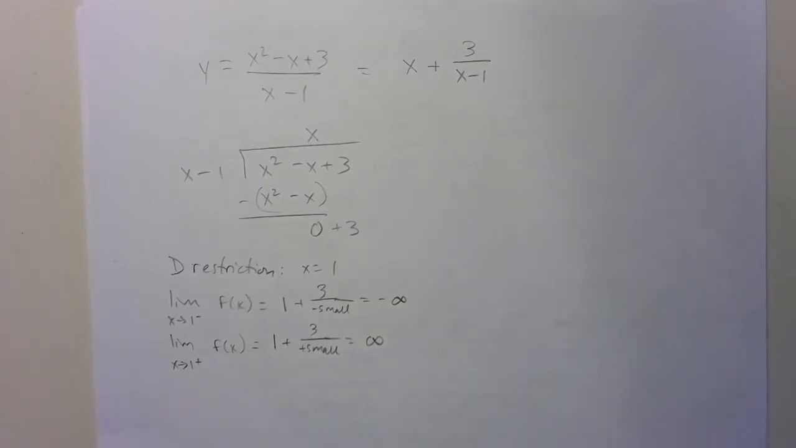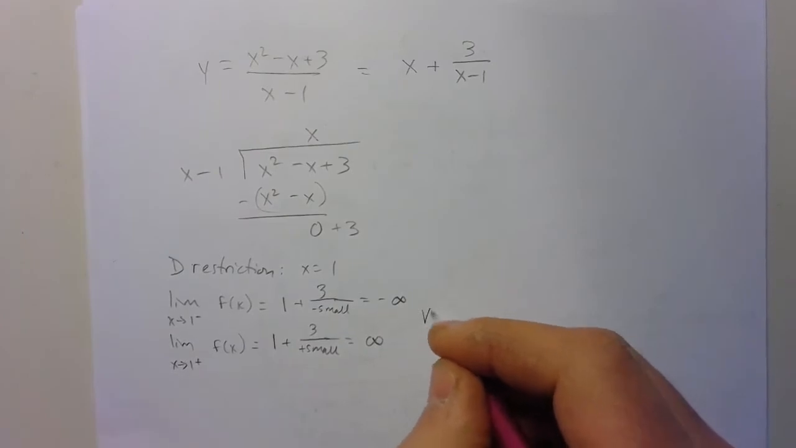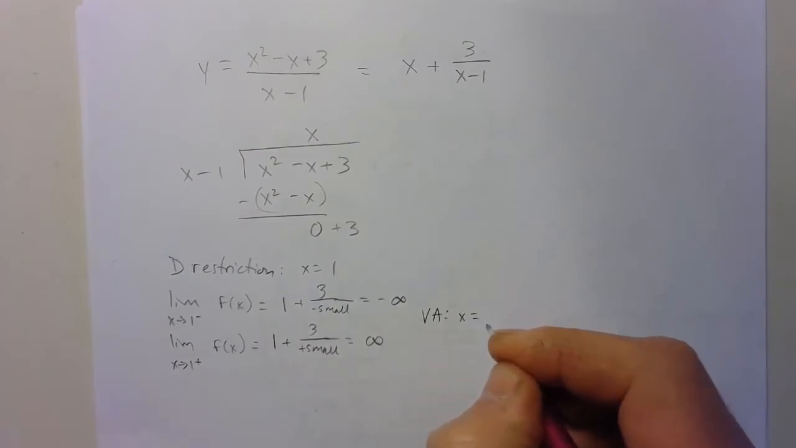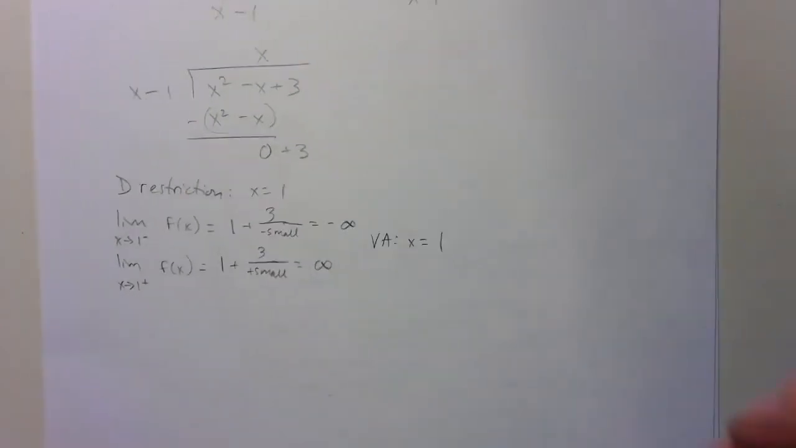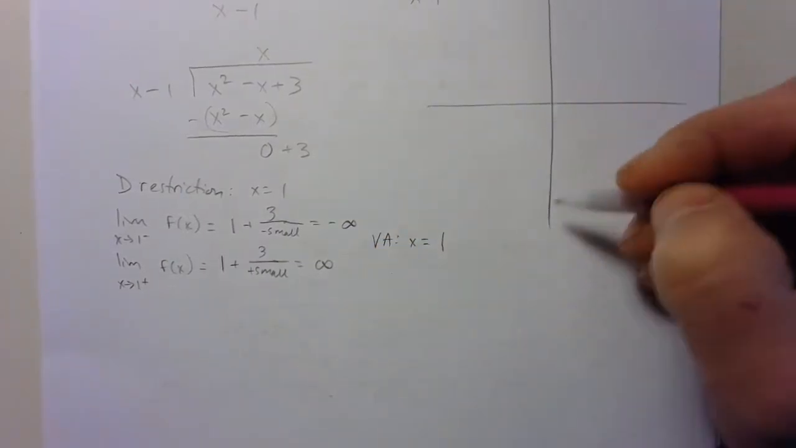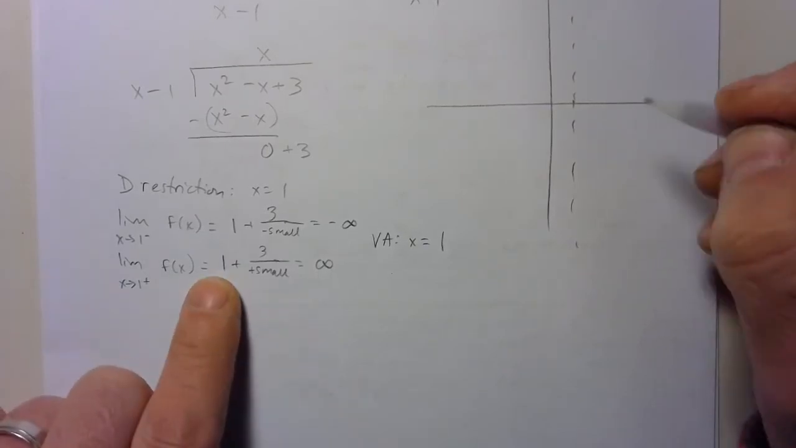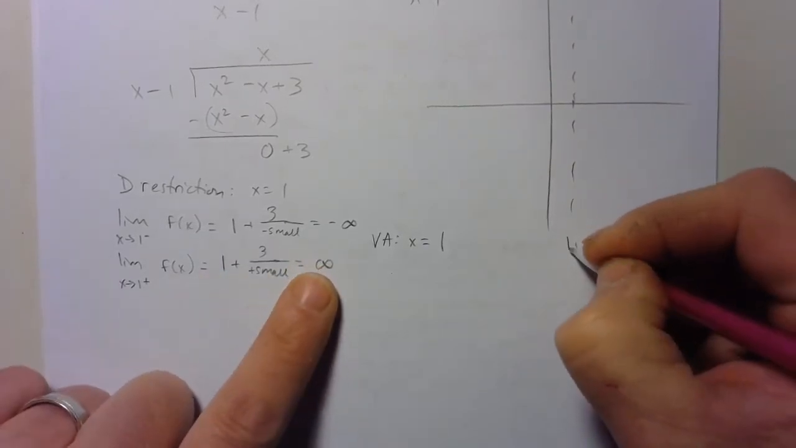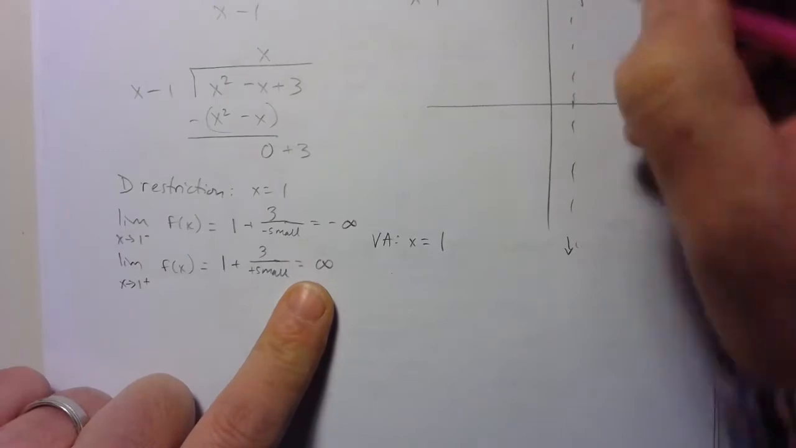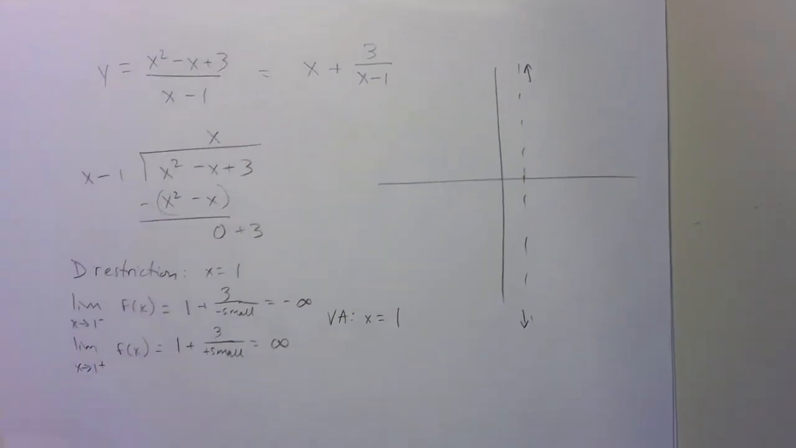So I can see what's happening here. This is definitely an asymptote, so I have a vertical asymptote at x equals 1. If I'm thinking about my graph of this, as I'm approaching from the left side, it's going down, and from the right side, it's going up. So I can put those arrows in place for myself.